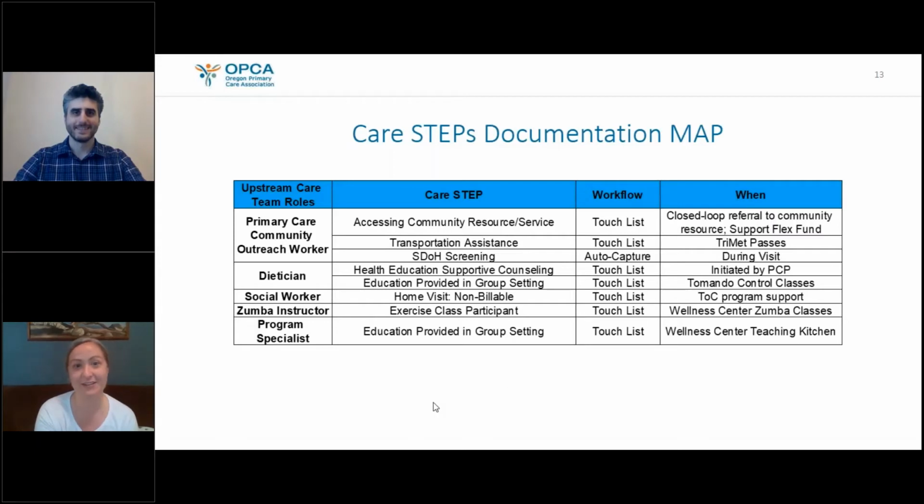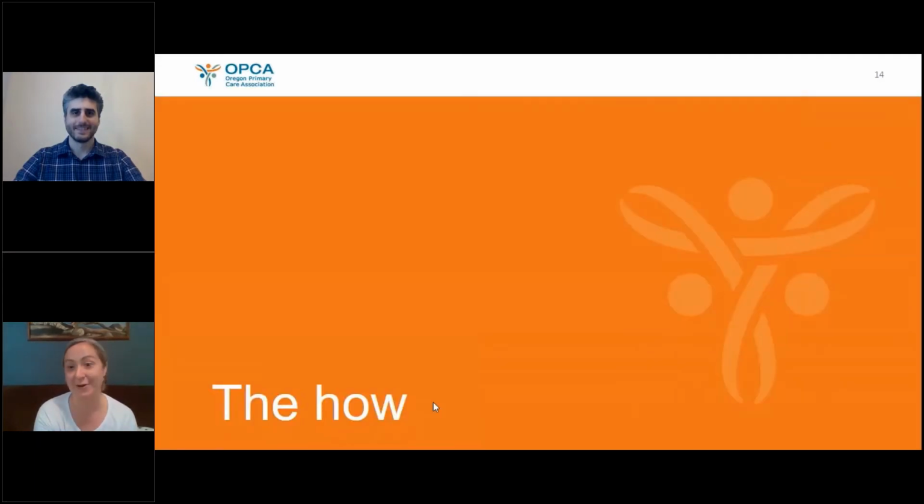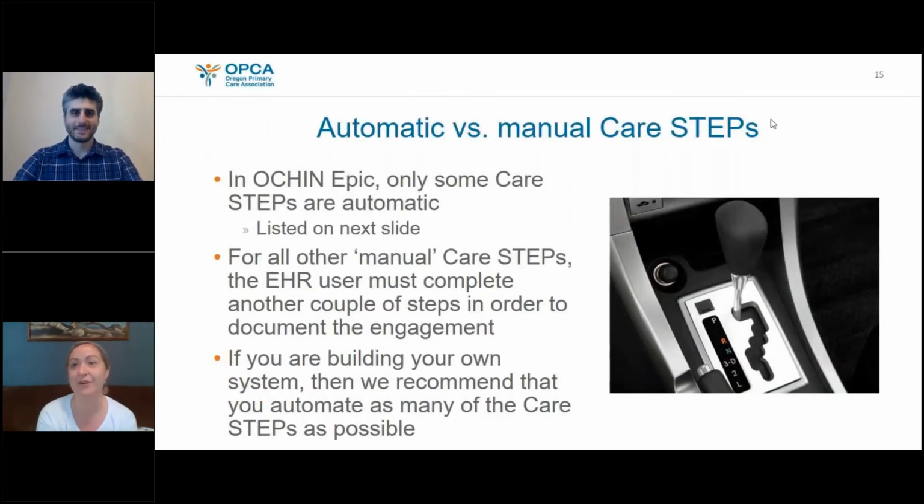All right, next we're going to talk a little bit about the how, and Charles referenced this a little bit in his tables where it showed the different workflows. There are two different ways that care steps are documented: steps that are considered automatic and care steps that will be considered manual, that you will actually need to document within your EHR. In OCHIN and EPIC, I have listed those on the next slide for you so you can see which ones are automatic and which ones are manual.